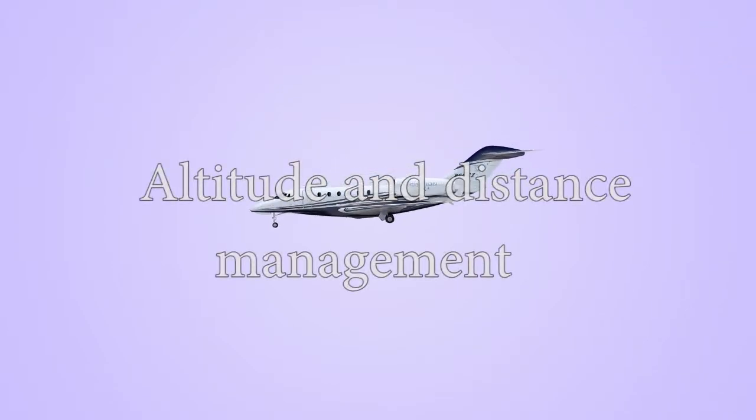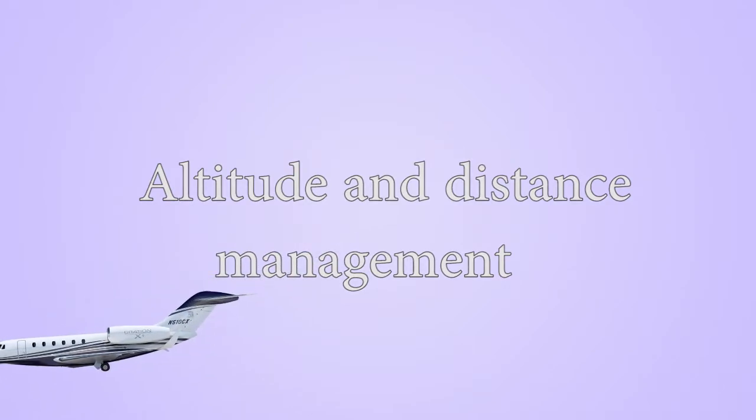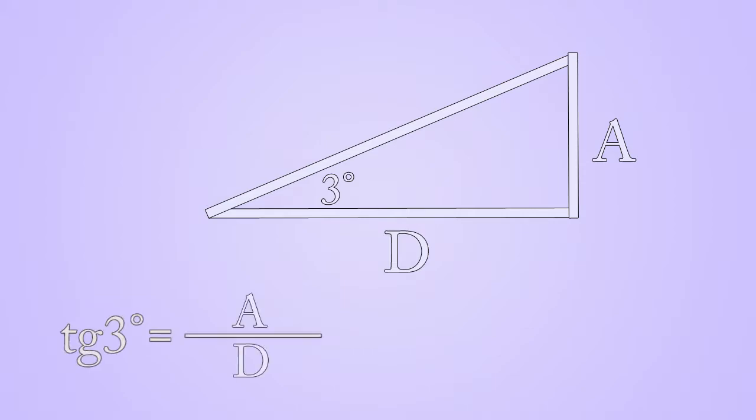Hello, this video will discuss a basic principle regarding altitude and distance management for a descent. As usual, I will start a video with one of my lovely triangles here, where one side will be the altitude A and the other the ground distance D. We will assume we want to descend on a 3-degree glide path from a certain altitude. So, the tangent of this 3-degree triangle would be A over D.